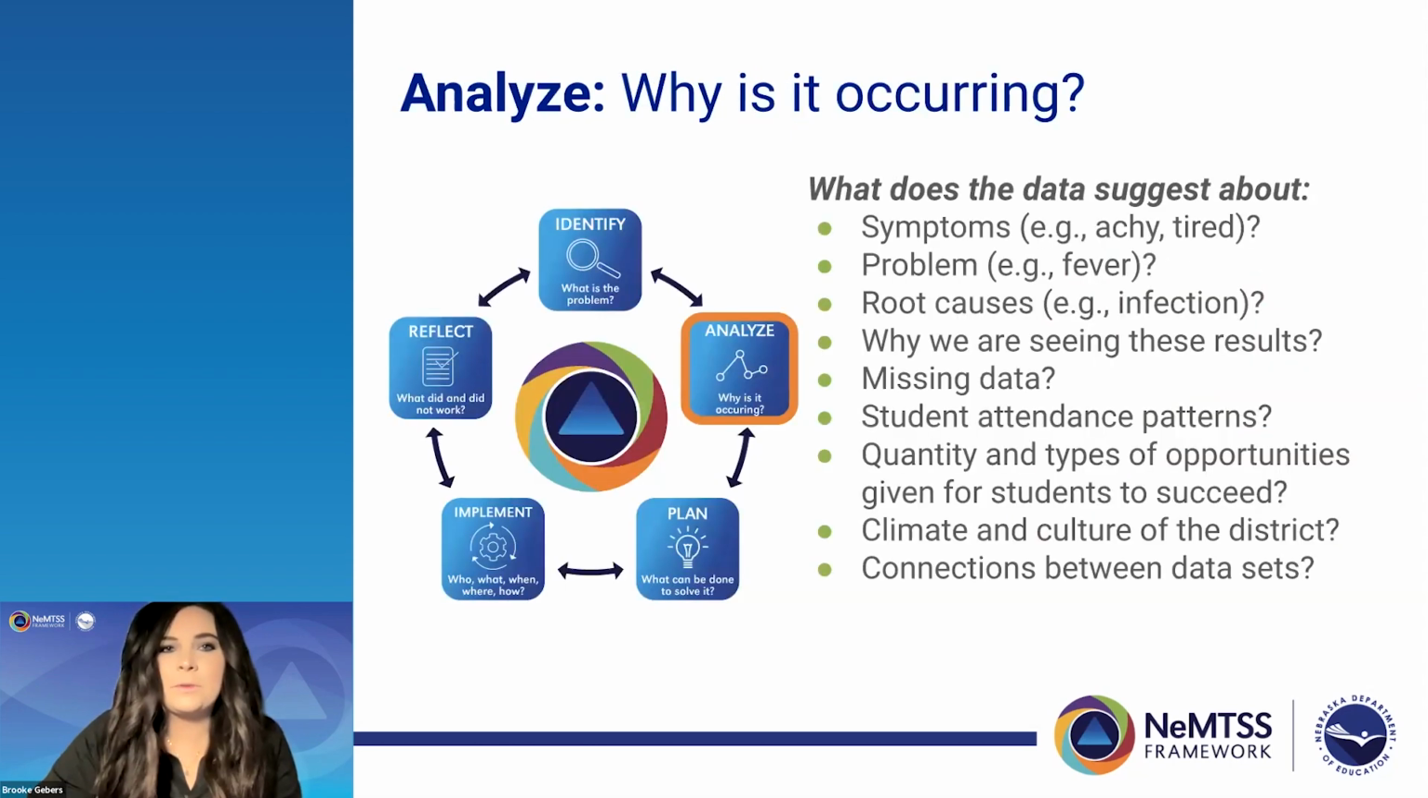In step 2 of the problem-solving model, we'll start to analyze and ask, why do we believe this is occurring? Teams should go through a process of determining what symptoms are showing on the surface, what the problem might be, and finally determine the root cause. During this stage, teams will want to determine if there is any data missing and begin to identify patterns and trends. It's important that during this stage, teams are starting to make connections between what they are seeing in the different data sets.